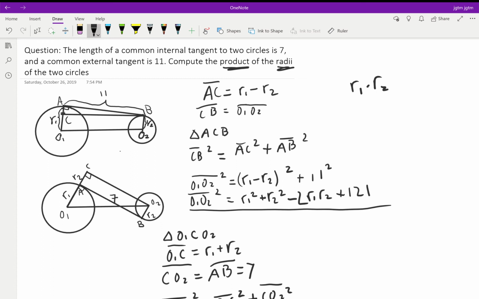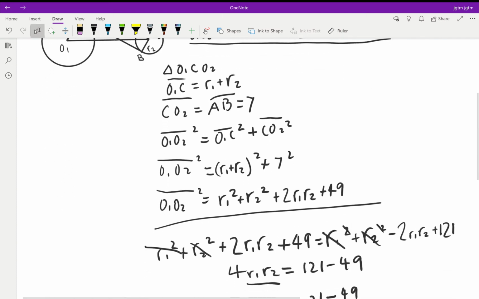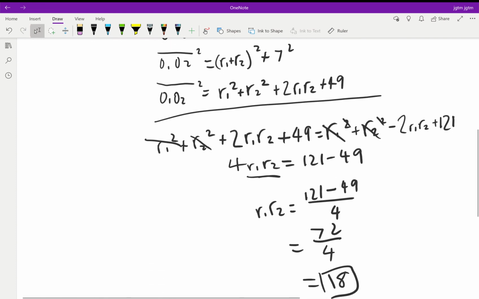So a brief recap of what we did: we represented the radii as variables, and then we used the tangent lengths, and we drew a triangle to find a common distance O1 to O2, and then we solved from there, eliminating the R1 squared and R2 squared.